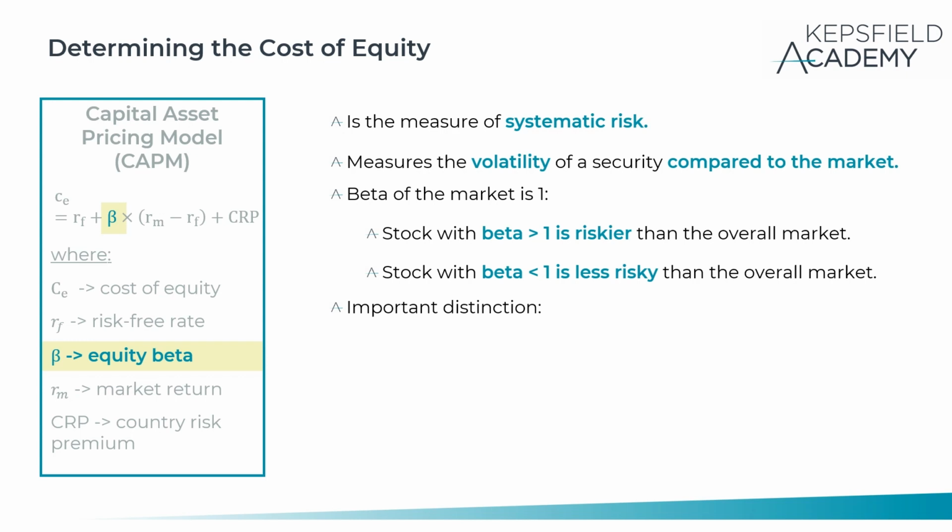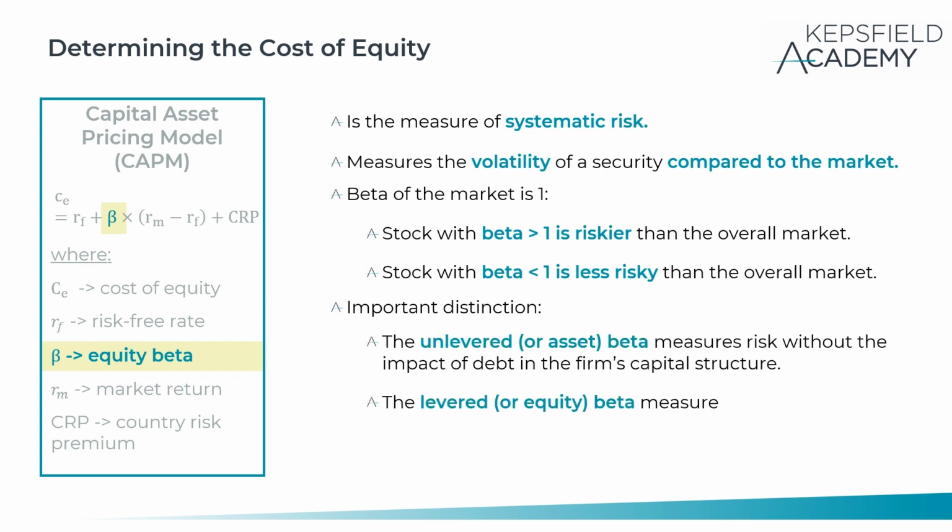An important distinction exists between unlevered, asset beta, and levered, equity beta. Unlevered beta measures the systematic risk of a company without the impact of debt, while levered beta takes debt into account. For calculating the cost of equity, we use the levered beta. The levered beta, which represents equity risk, is always larger than the unlevered beta, except in cases where a company has no debt. For an unlevered company, its equity and asset beta are equal. This is due to the increase in risk for shareholders as the company's debt obligations rise.